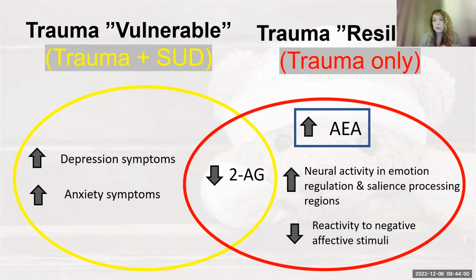The issue with these sorts of cross-sectional studies, though, is we don't know why these people had high anandamide. Were they just born with higher levels of anandamide inherently and thus protected?